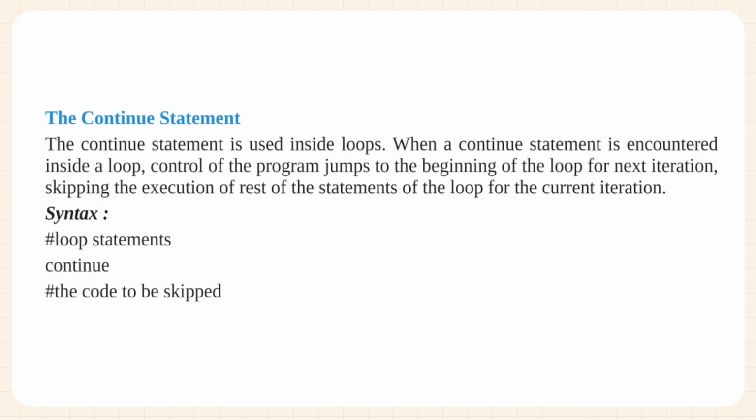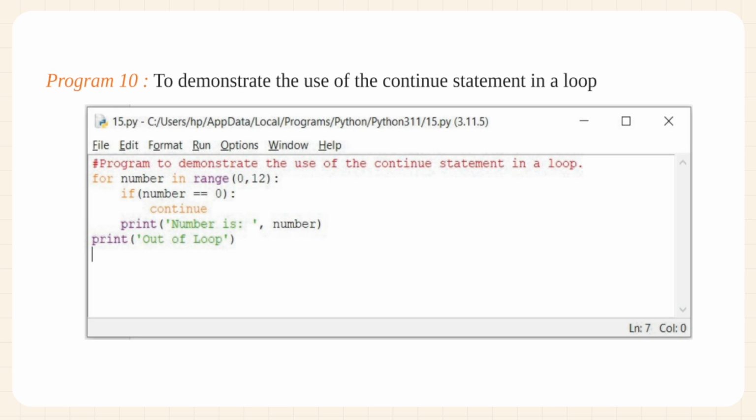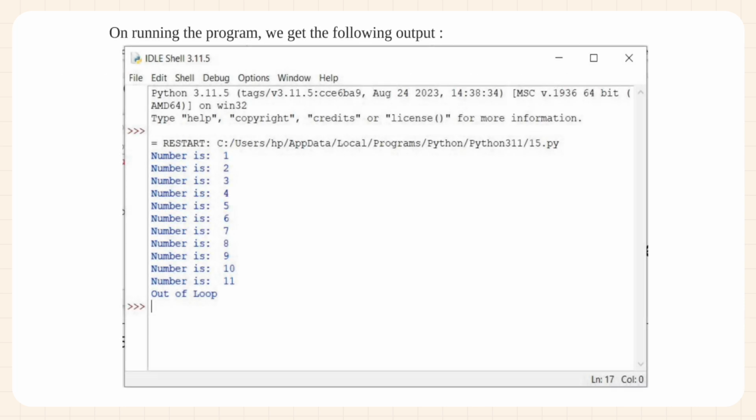The continue statement. The continue statement is used inside loops. When a continue statement is encountered inside a loop, control of the program jumps to the beginning of the loop for the next iteration, skipping the execution of the rest of the statements of the loop for the current iteration. Syntax: # loop statements; continue; # the code to be skipped. Program 10 to demonstrate the use of the continue statement in a loop. On running the program, we get the following output.